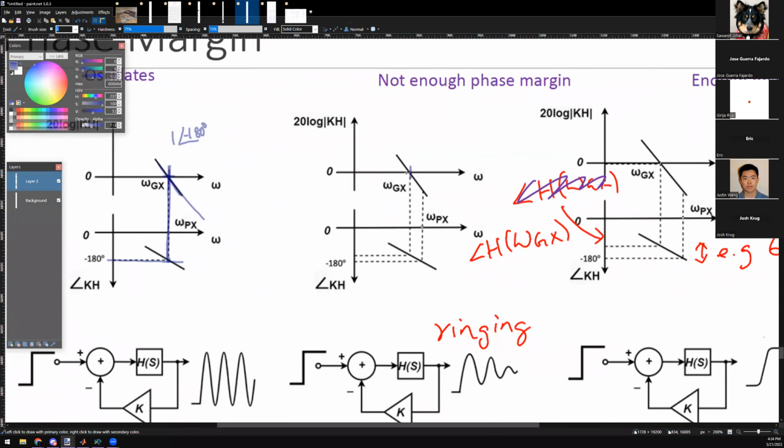So you see here, this is the unity gain frequency. This is when the gain is equal to 1, linear. You check the phase, and you want the distance away from 180 to be big. Here it looks like it's about 30 degrees.